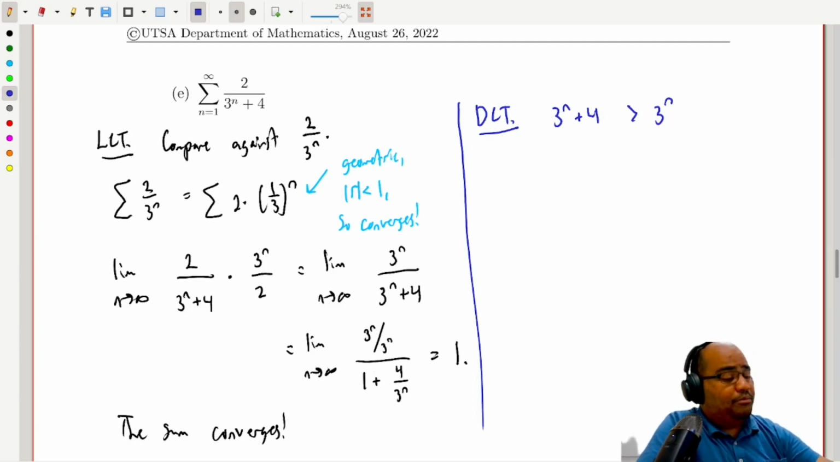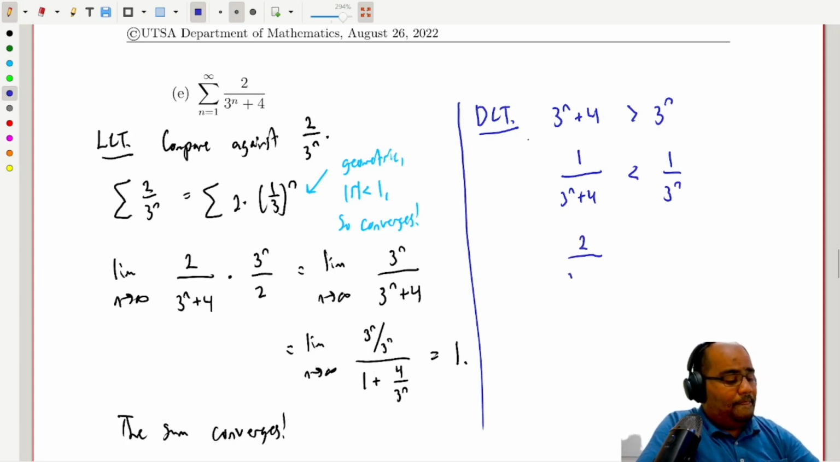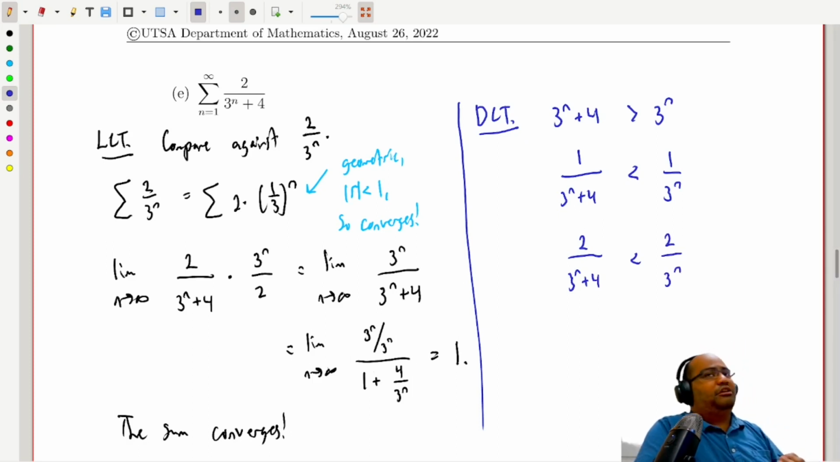Now I take reciprocals. 1 over 3 to the n plus 4 is now going to be smaller than or equal to 1 over 3 to the n. Now I can multiply both sides of this thing by 2. Because we're multiplying by a positive number, we don't affect the direction of the inequality. But remember that the direction of the inequality gets reversed when I take reciprocals.